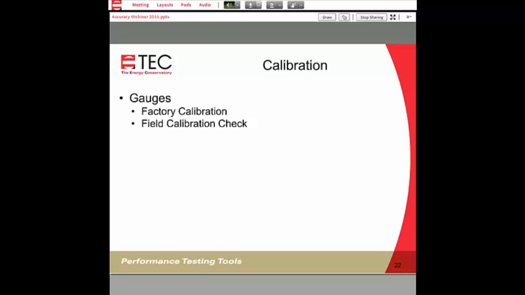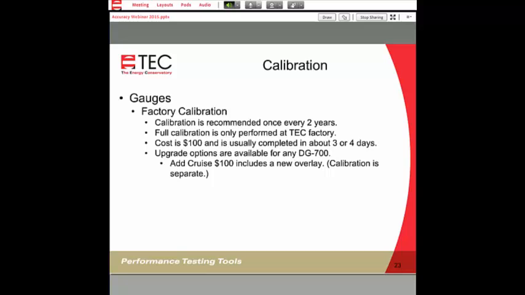So with that, we'll move on to the gauges and talk about the differences of what is included as far as factory calibration and then also field calibration checks. Factory calibration for Energy Conservatory products, and that's what we're referring to there, is the gauge: the DG700, DG500, and DG3. Actually, DG700 and 500, not the DG3. That's recommended. They have a calibration once every 2 years.